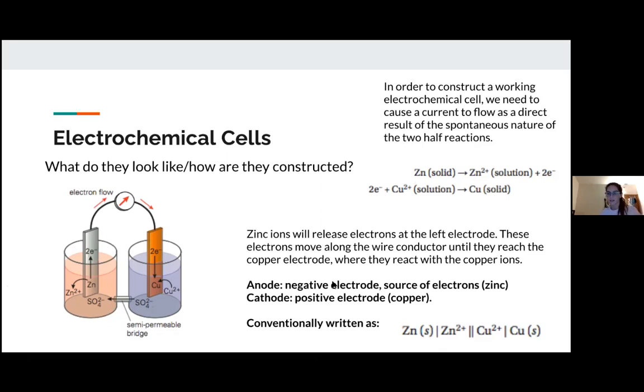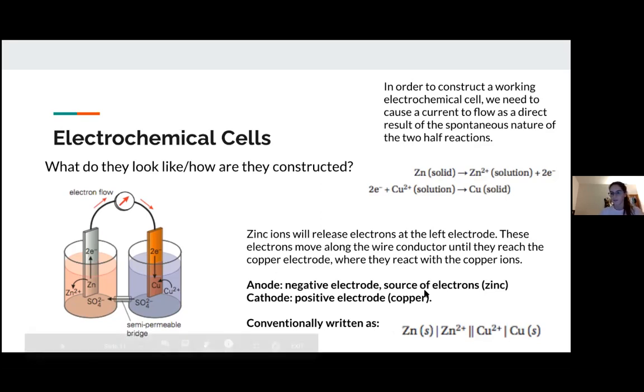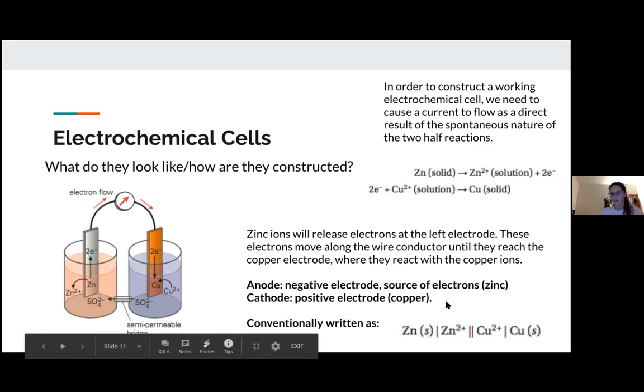And so this is the conventional way that you would write these if you were doing the shorter version. Make sure to note when you include the charges, when you include the state, and how many lines go in between each.